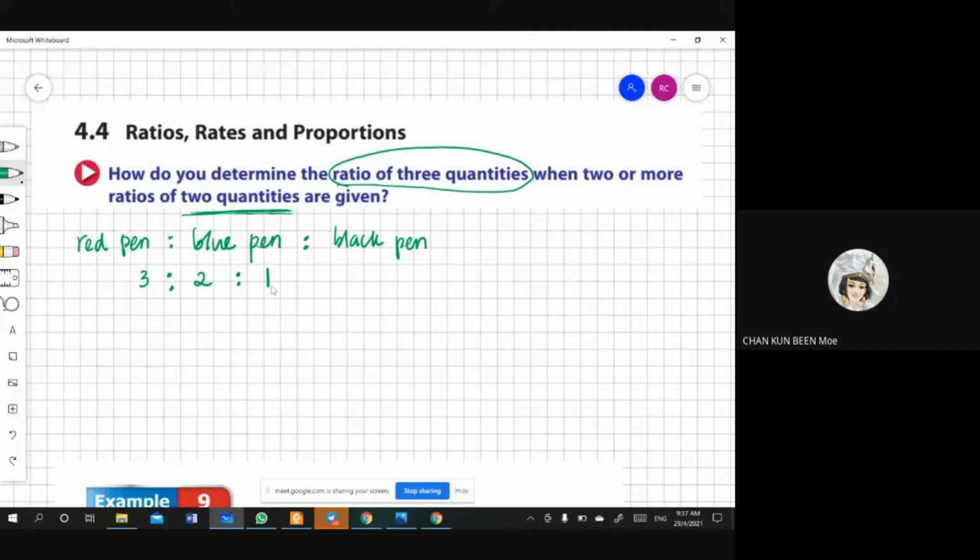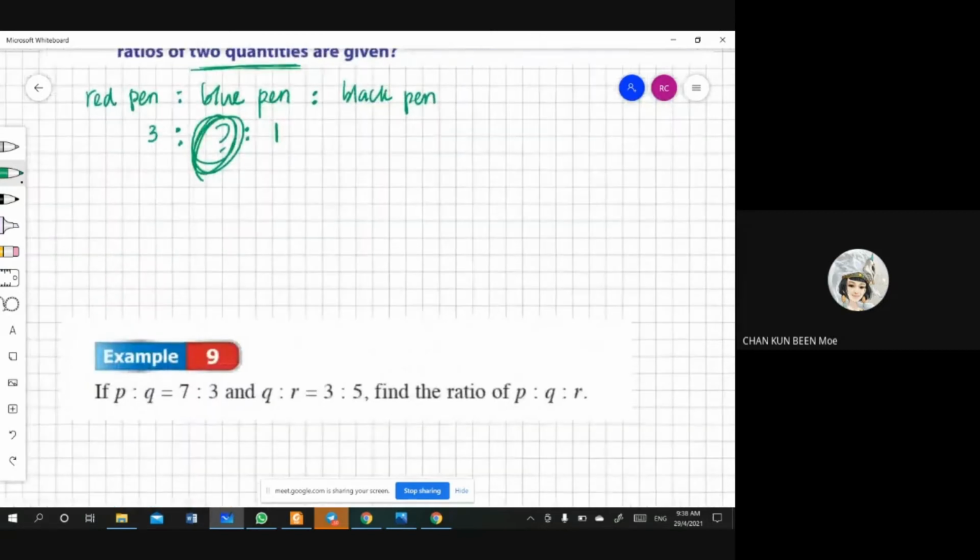Okay, so this is what we are going to learn right now, whereby we are going to determine the ratio of 3 quantities when 2 of the ratios of 2 quantities are given. Meaning that 2 is given, 1 is not given, something like this. So you have to determine what is the quantity that we should replace over here. How do we find out? So simple, it is easy, you don't have to worry. We go through the first example first. That is example 9 in your book.